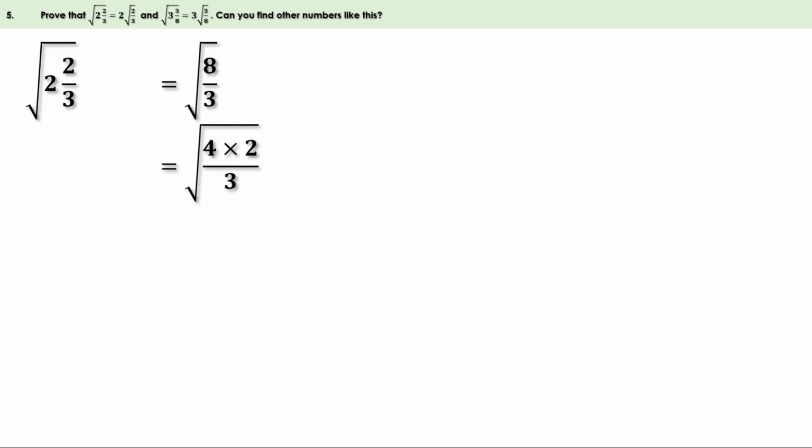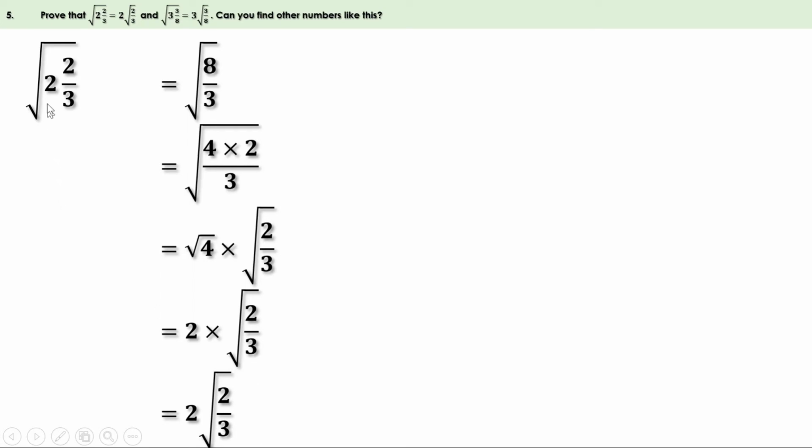We have seen that √(xy) equals √x into √y. Therefore, this can be written as √4 into √(2/3). Root of 4 is 2. Therefore, this can be written as 2 into √(2/3), which is 2√(2/3). That means √(2 2/3) equals 2√(2/3).